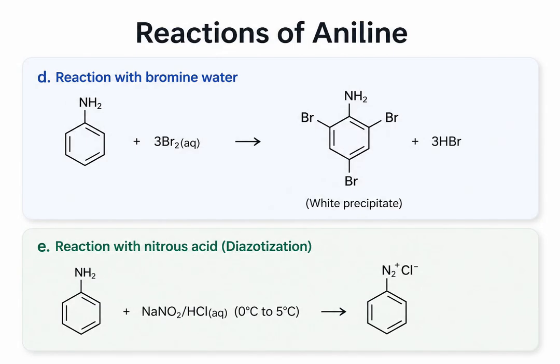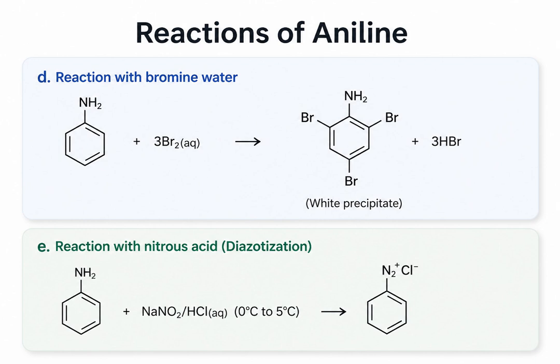Aniline is highly reactive towards electrophilic aromatic substitution because the amino group strongly activates the benzene ring. For instance, if you add bromine water to aniline, it rapidly brominates at all the ortho and para positions, instantly forming a white precipitate of 2,4,6-tribromoaniline.